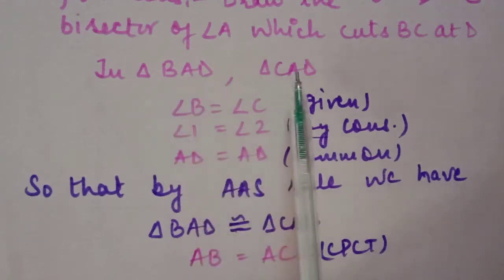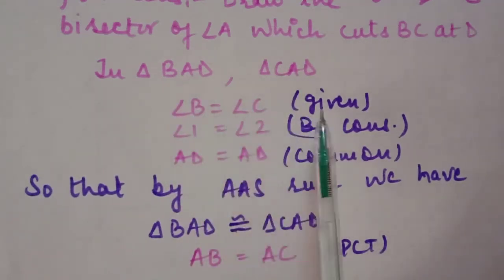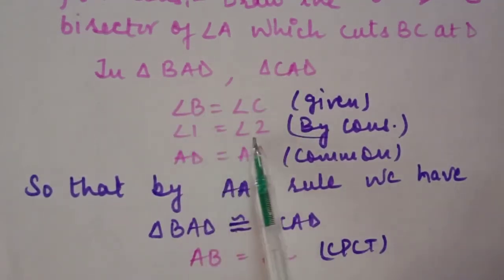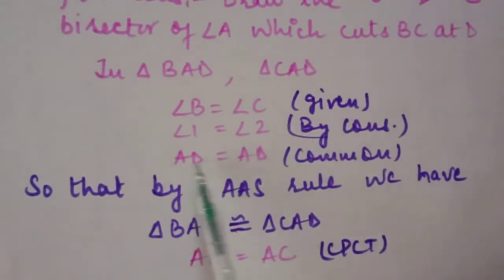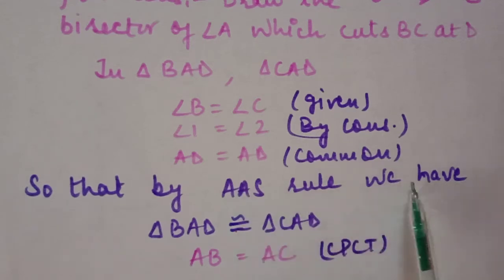In triangles BAD and CAD, angle B is equal to angle C given. Angle 1 and angle 2 by construction, AD is equal to AD common. So by rule AAS, we have BAD is congruent to CAD. AB is equal to AC by CPCT. You know the meaning of CPCT? Congruent parts, corresponding parts of congruent triangles. So students, now theorem 7.4.